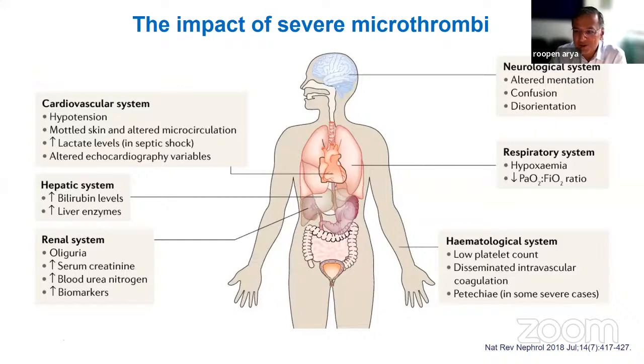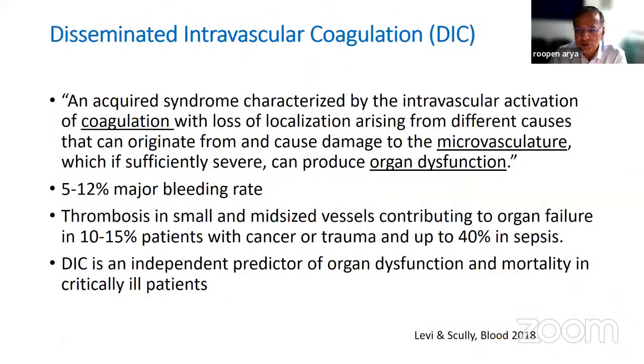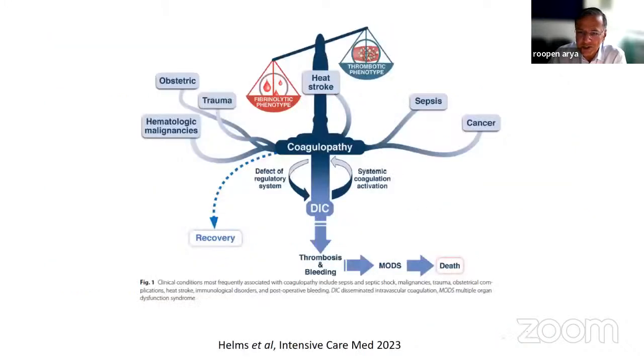And really, this figure is not dissimilar to the figure that I use when I talk about COVID-19 being a multi-organ disorder. And certainly, the picture that we used to see in particularly the first wave of COVID-19 patients. So DIC is associated with a very significant rate of both bleeding and thrombosis, and is an independent predictor of organ dysfunction and mortality.